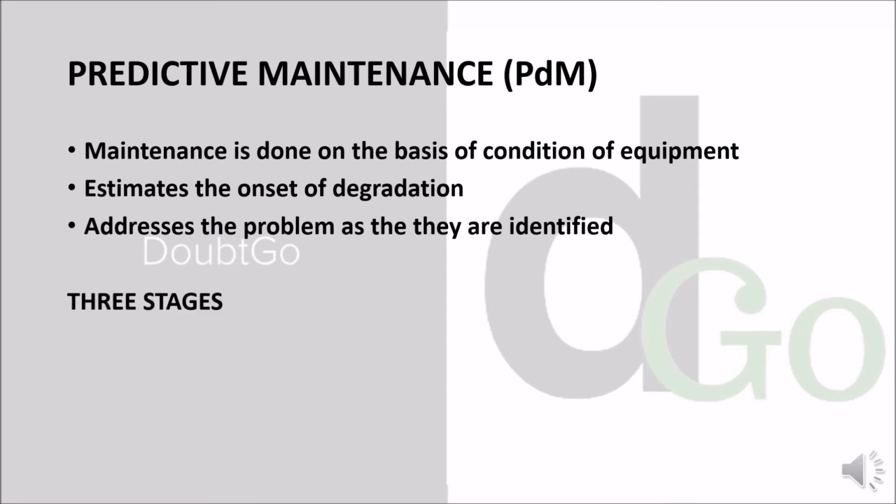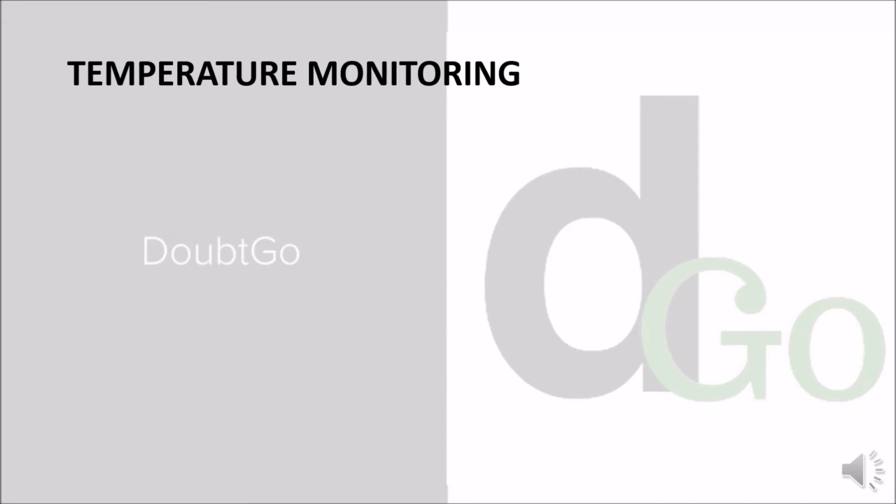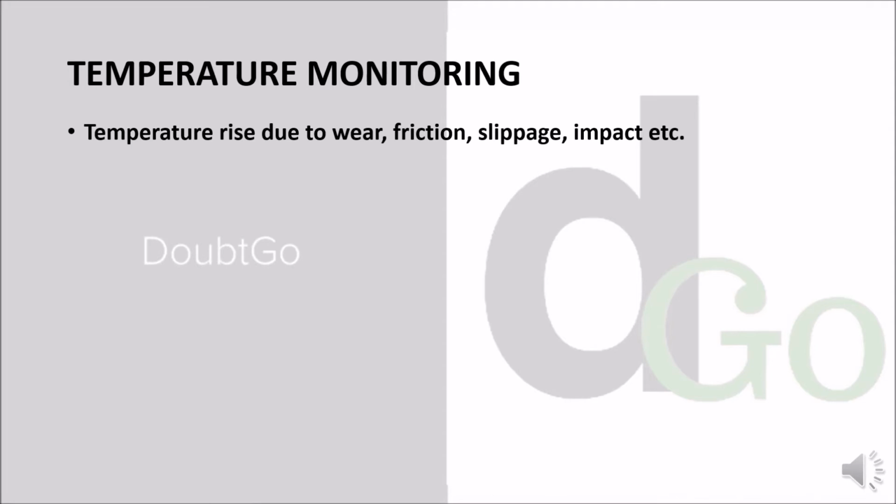It has three distinct stages. Detection of the condition of the equipment, analysis of whether the equipment is going to fail or not, and taking corrective measures on it. Temperature monitoring. In this we use the temperature of different parts to determine if there is a problem or the product is going to fail. The changes in temperature can be due to wear, friction, slippage or impacts inside the equipment.